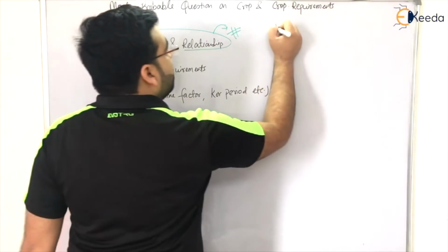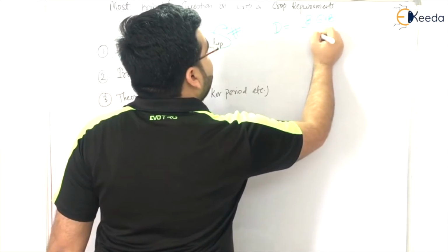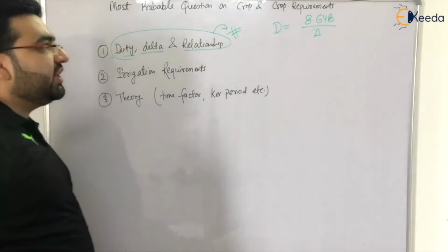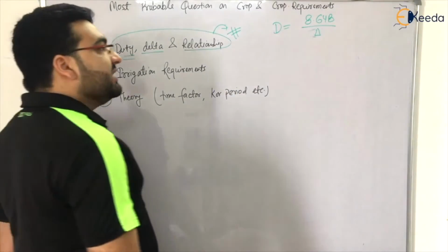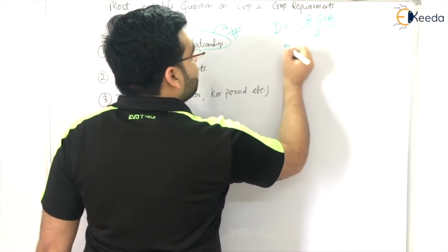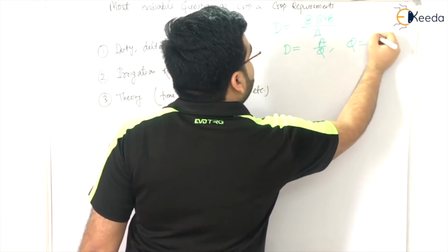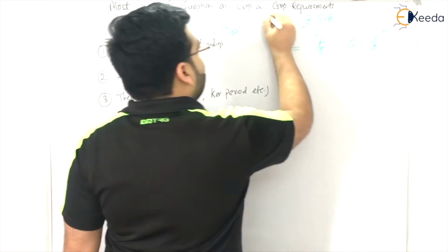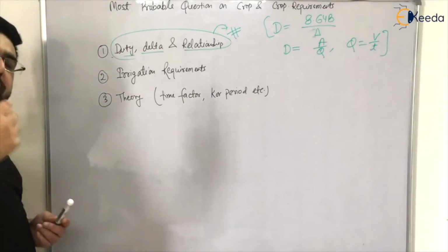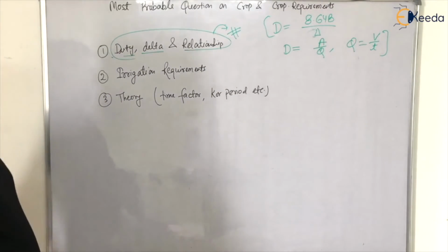So you must remember that duty is given by 8.64 B by delta, and you must also know delta is in meters and B is in days. B is the base period, right? And you should also know that duty is sometimes also given by area per unit discharge, and discharge is given by volume per unit time. So these are the few formulae. If you know how to implement these three formulae, you can solve any numerical which comes on this topic, that is duty delta relationship, right?